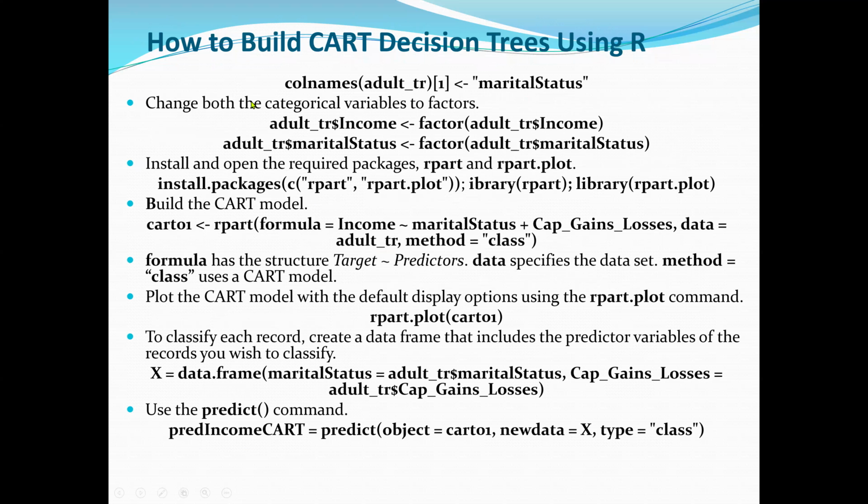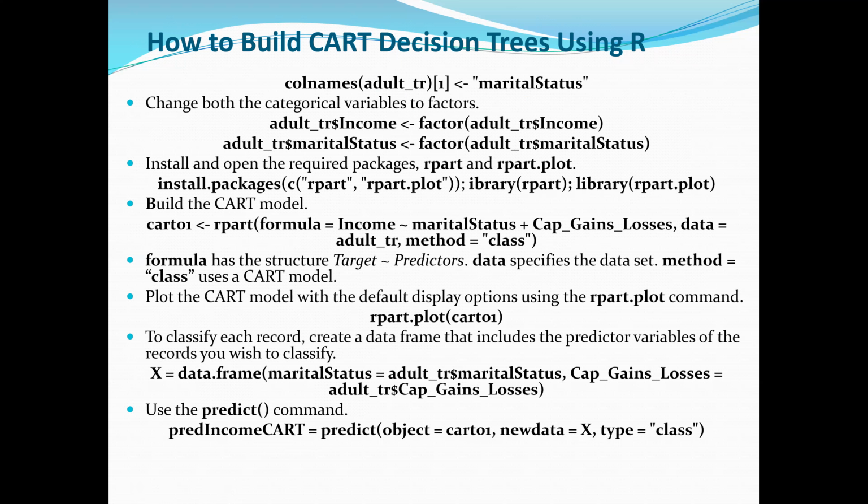So this is the main objective of the lecture: how do we build CART decision trees using R? The first step is getting our data. The first thing we are trying to do is import the training data set. The training data set name is a.tr, which is right here. So we are importing a.tr.